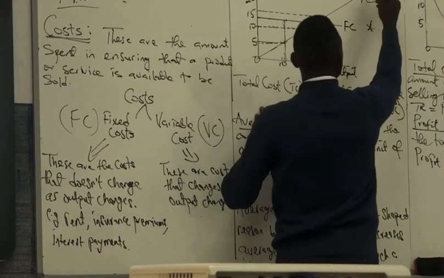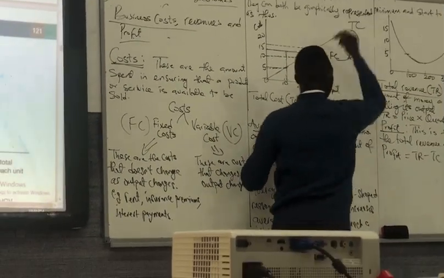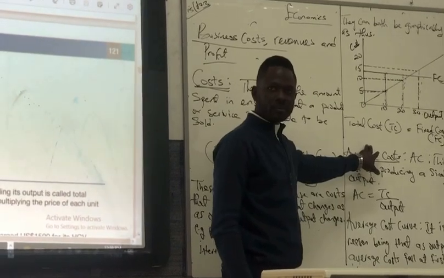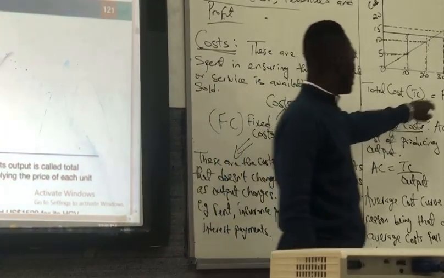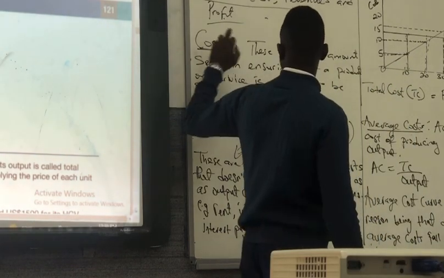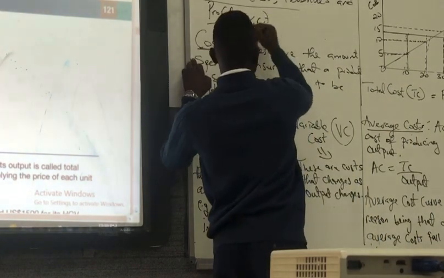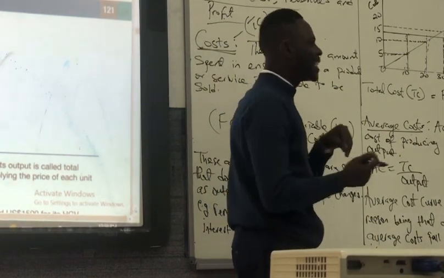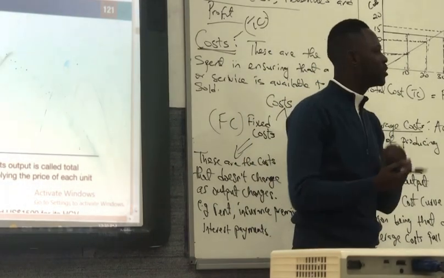So the combination of these gives us our total cost. Do we get it? This plus this gives you total cost, which is the same as cost. Variable costs are costs that change as the level of output changes.